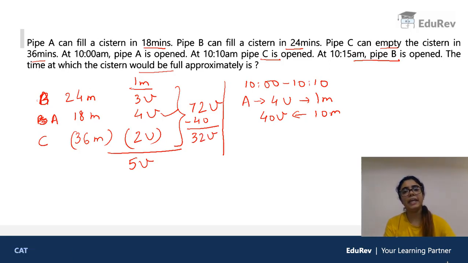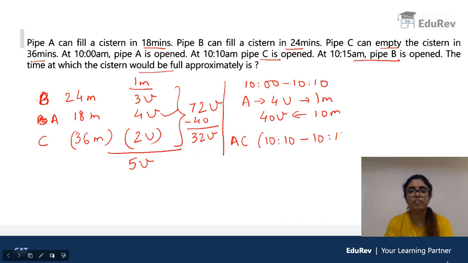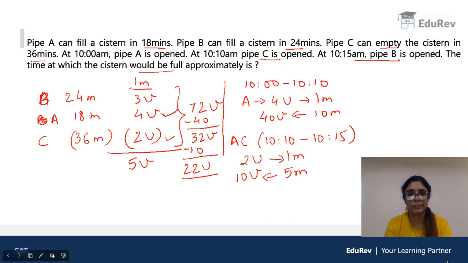Now at 10:10, C is open. Now A and C both are working from 10:10 till 10:15 because at 10:15 B was open. Now what will happen, dekho? A will fill 4 but C will empty 2. So the net result is 2 units are getting filled in 1 minute. Theek hai? So how much will fill in 5 minutes? Because this is 10:10 to 10:15. So in 5 minutes 10 units will get filled. So out of 32, 10 units got filled. So we are left with 22 units.